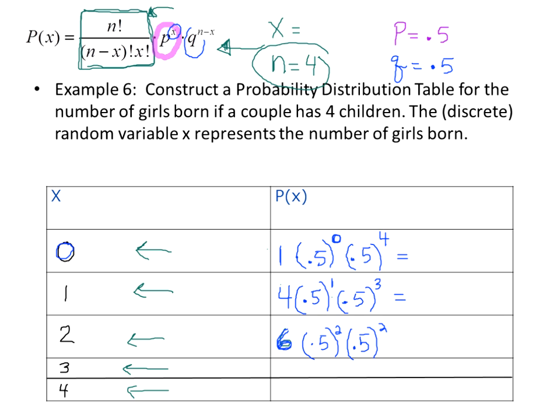So look at what's happening here. Your exponents will always add up to 4. So 0 girls and 4 boys for the first case. 1 girl and 3 boys for the second case. 2 girls and 2 boys. So your exponents will add up to your sample size, which is your n. And the first 0.5, that's the probability of a success.